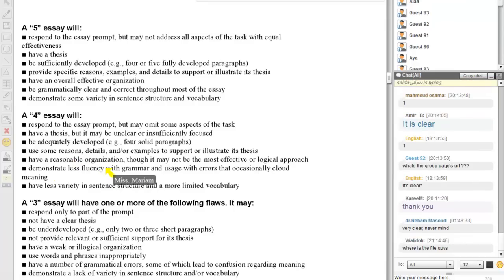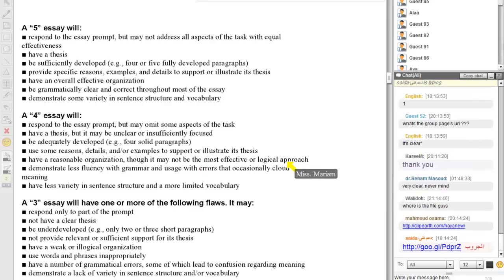And a 4 score will have both reasonable and responsible organization, though it may not be the most effective or logical approach. Maybe they have organized their essay, but it's not effective or logical. They are just giving points or giving hints about whatever they state in the essay, but the point is to be perfect, to follow a logical approach.